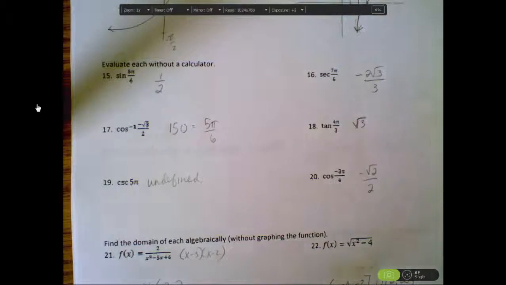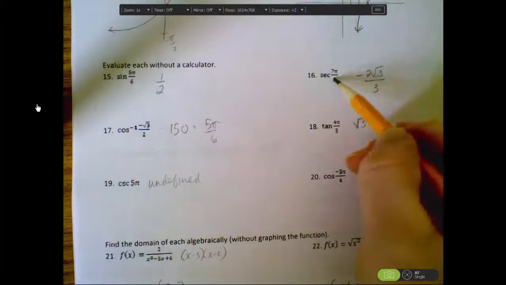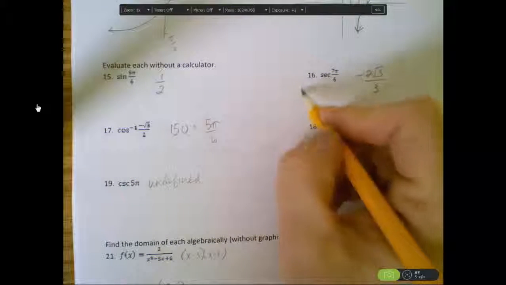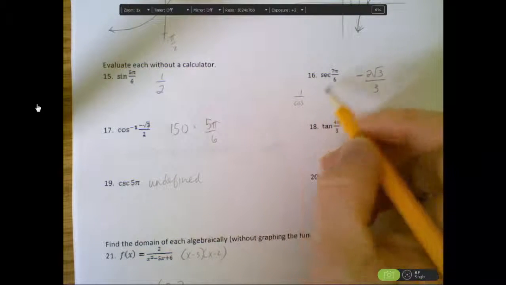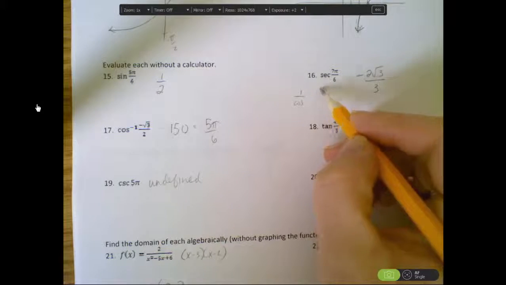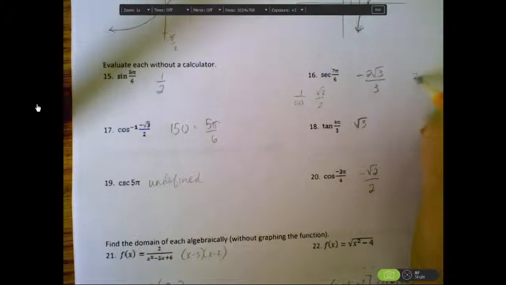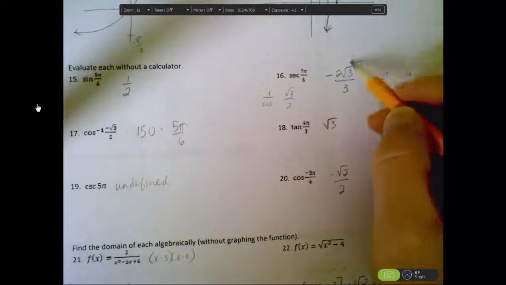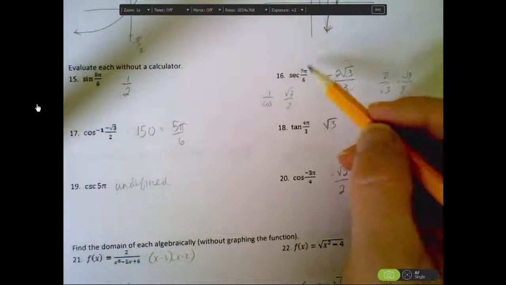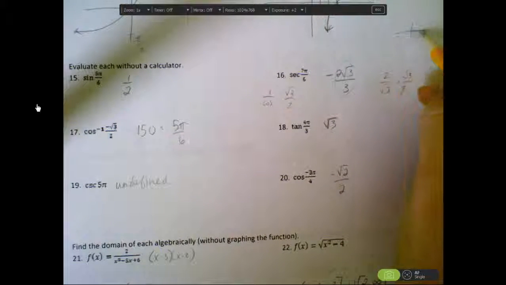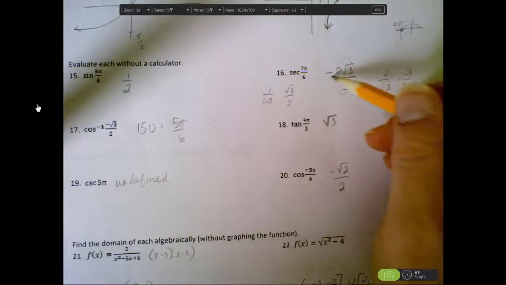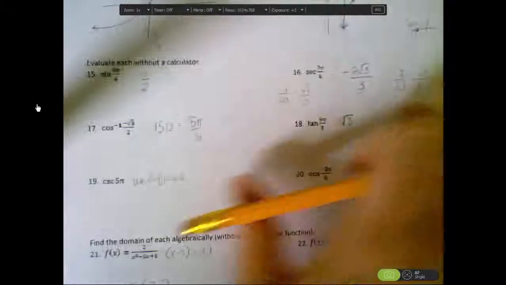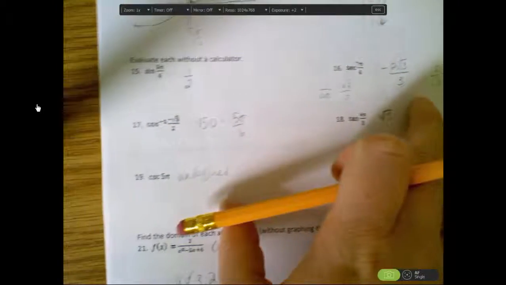Number 16, let me show you how I work this out. Pi over 6 again is 30 degrees. Secant is 1 over cosine. So the cosine of 30 is root 3 over 2, but I have to flip that over, so it's 2 over root 3, and when you rationalize, you multiply by root 3 over root 3, you end up with 2 root 3 over 3. And again, we have to figure out what quadrant we're in. Well, if you think of pi as being 6 pi over 6, then 7 pi over 6 would have to be in the third quadrant. Cosine is negative in the third quadrant, so your answer is negative 2 root 3 over 3.